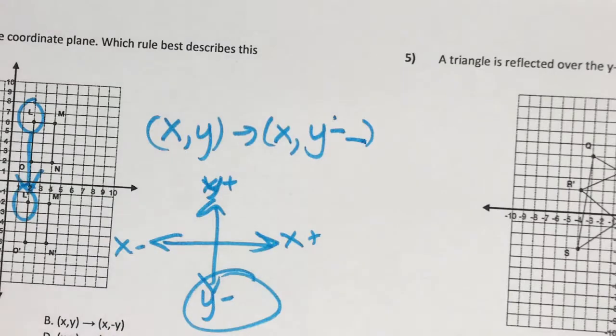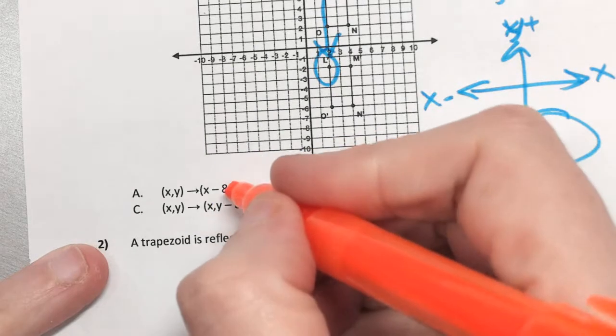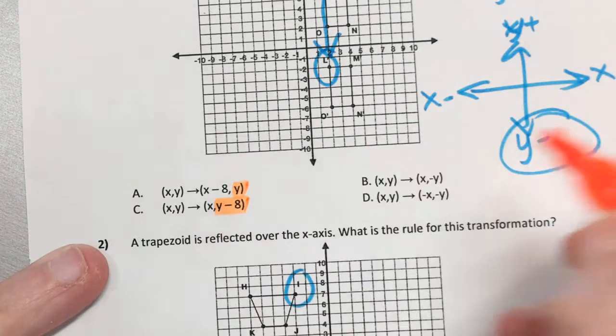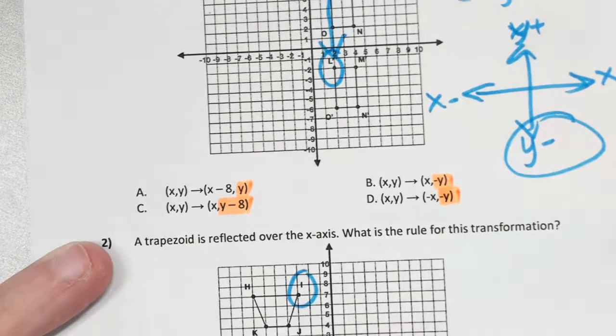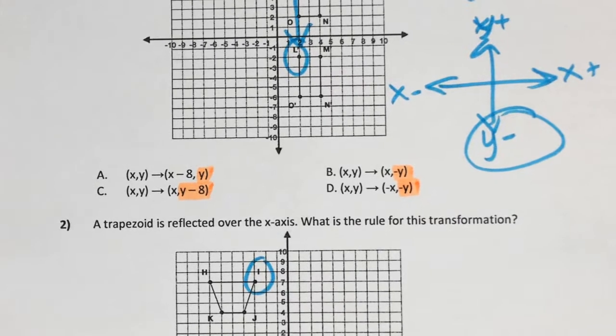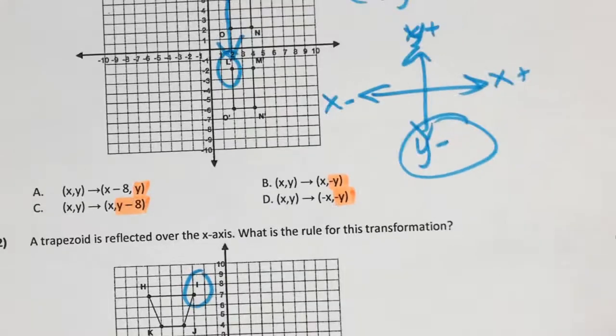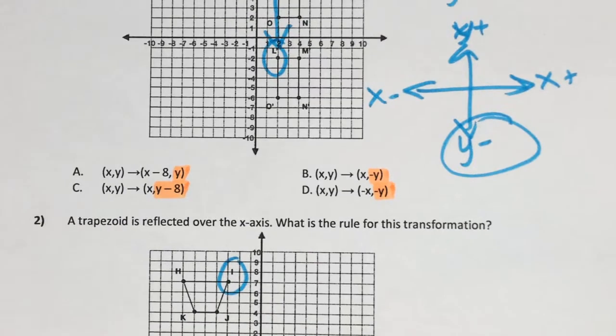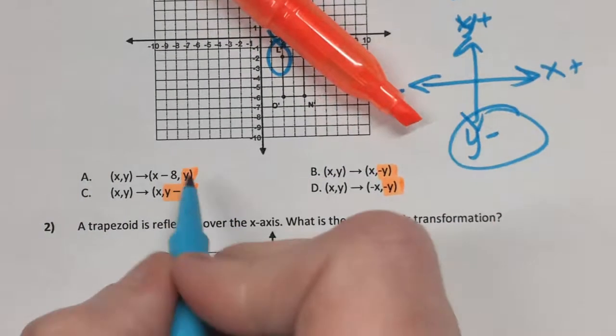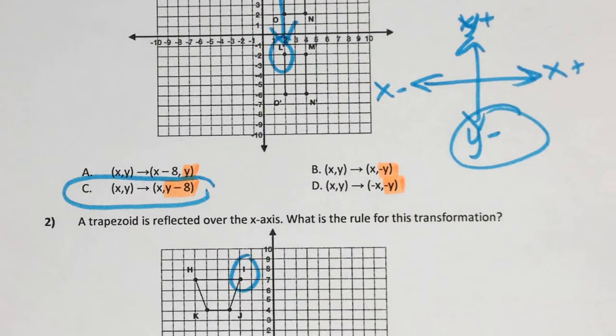Well, let's look. Do I see Y minus? Okay, let me find my highlighter. Do I see Y minus? So we're looking at the Y part of the rule. I see a Y. I see Y minus 8. I see negative Y. Now, is minus Y the same thing as negative Y? No, because my rule says Y minus. It doesn't say minus Y. That means this one has to be the answer that I'm looking for. Okay?